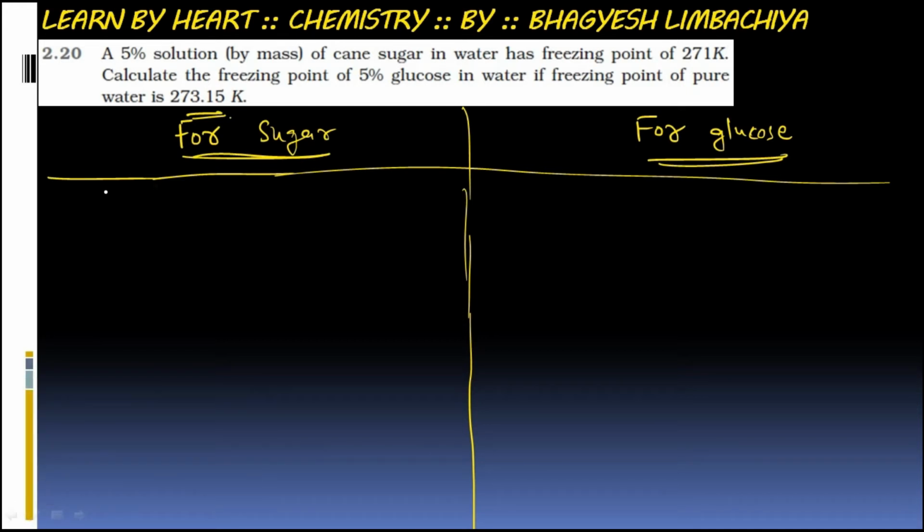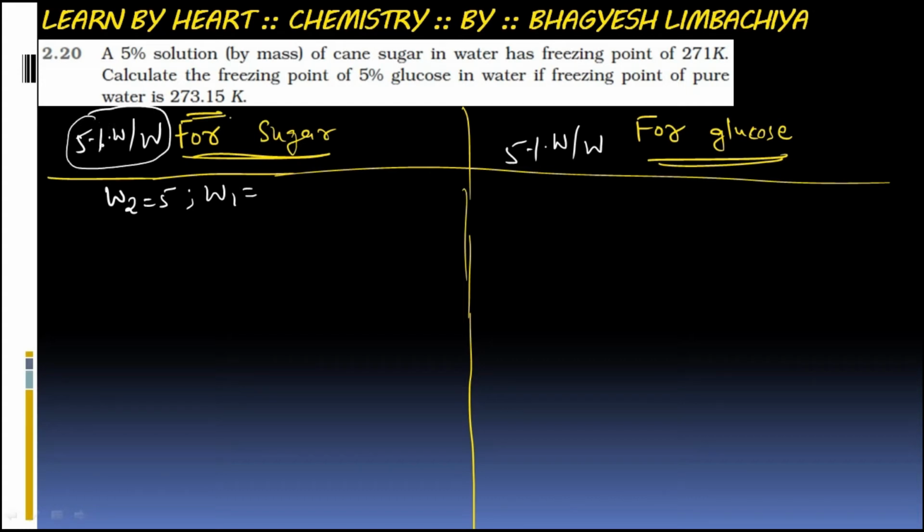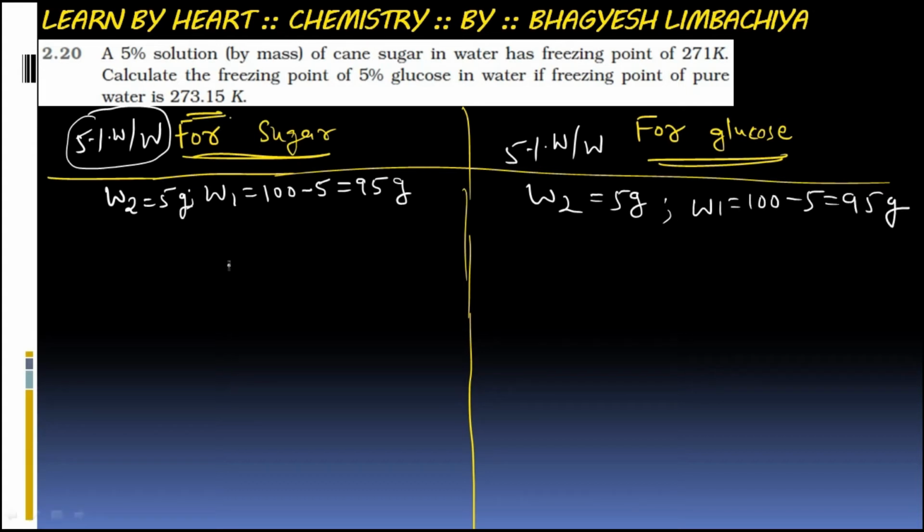Now here you are given mass of solute 5 gram. See, how 5% W by W at both of the sides the concentration is same. That means W2 is 5 gram and W1 will be 95 gram. So if we write the meaning of it, then 100 gram of solution and 5 gram of solute, so the mass of solvent will be 95 gram. Similarly W2 here 5 gram, and W1 is 100 minus 5, that is 95 gram.